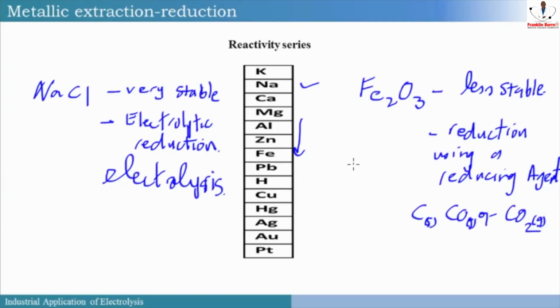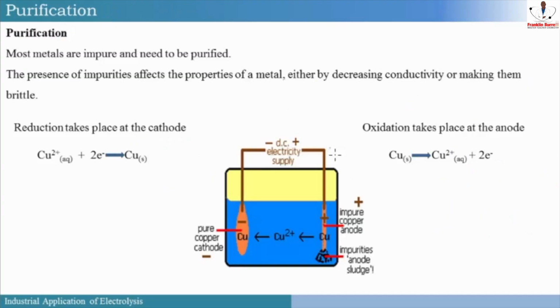Let us move on to another industrial application of electrolysis, and this will be purification. After you've extracted your metal from its ore, we need to purify that metal. Most metals are impure, thus they need to be purified. The presence of impurities will affect the properties of a metal. It will either decrease the conductivity or make the metal more brittle. So, purifying your metal is very important.